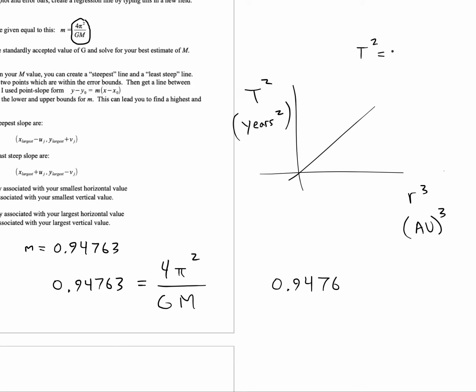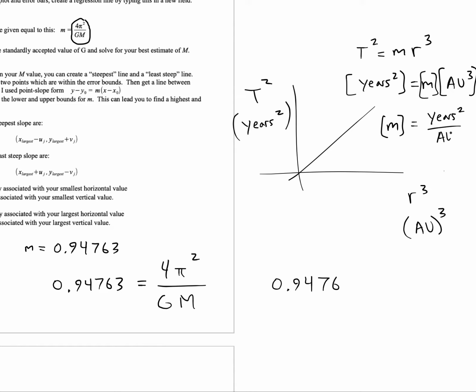T squared equals M times R cubed. So the dimensions of this would be years squared, and these dimensions are AU cubed. So clearly the slope has units of years squared over AU cubed. So that way, when you multiply the slope times the r cubed, you get years squared. So let's put that in.